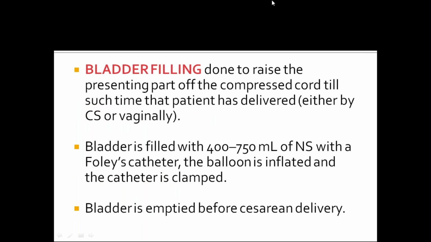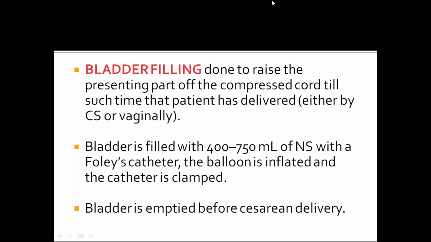Number 3, bladder filling is to be done to raise the presenting part off the compressed cord. What will happen when you fill the bladder? The bladder refilling raises the presenting part off the compressed cord till such time the patient has delivered, either by cesarean section or vaginally.